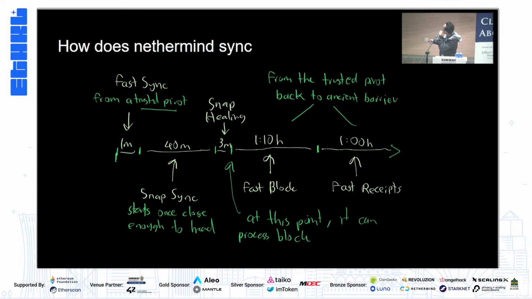So pardon the impeccable handwriting. So this is how, sorry, let me just, there we go, much easier. I'll just stand over here.